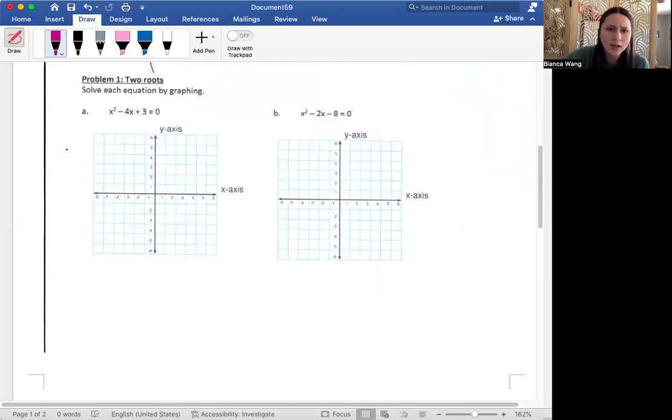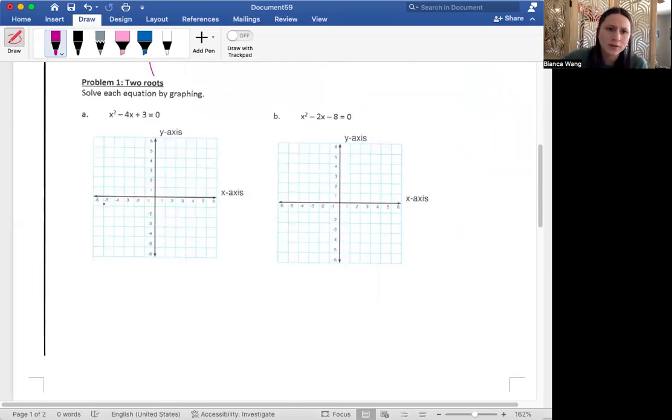So let's practice graphing. There are a few things we have to think through when we're graphing, because it's different from a line. We have to think about where the y-intercept is, where the axis of symmetry is, and where the maximum or the minimum is. The first thing we're going to do is find the axis of symmetry. That's always going to be the first thing.